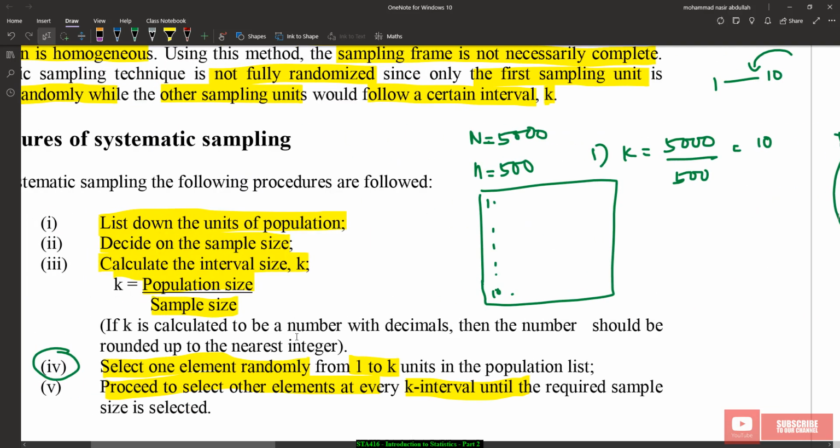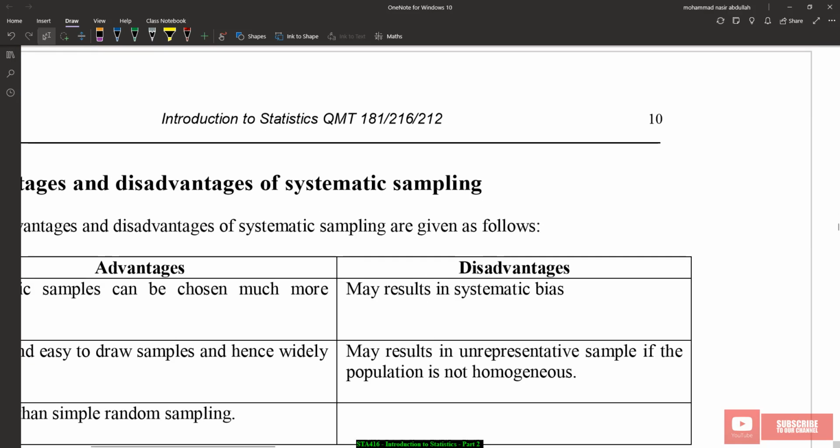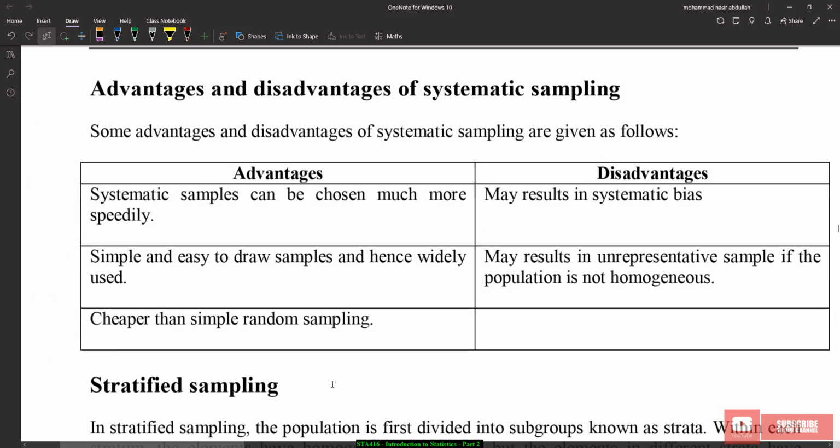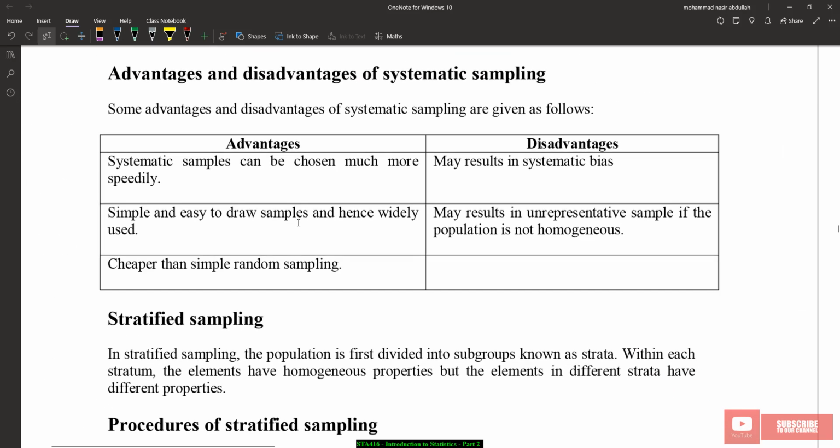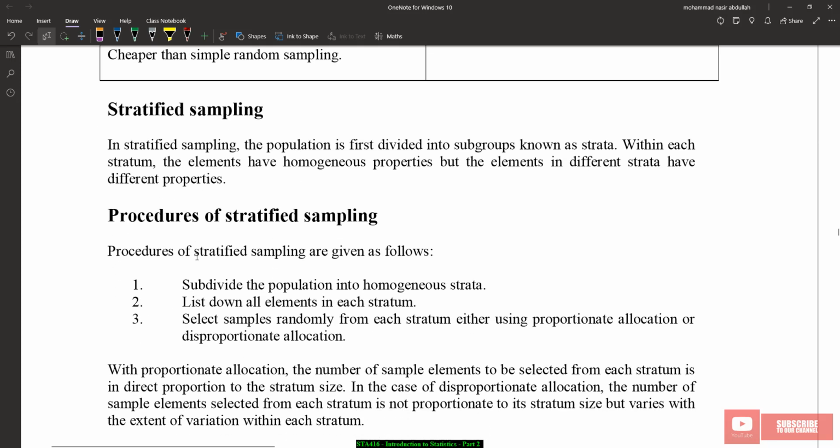Right? Okay. So next, the advantages and disadvantages of systematic sampling techniques, you can read by yourself, right? You should know what the advantage is and what the disadvantage is. The disadvantage is it might introduce some bias, because the subsequent sampling units are selected by using the k interval, right? The advantage is it is cheaper compared to simple random sampling, easy to draw a sample, and can give a faster result.